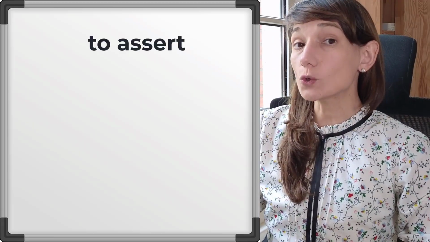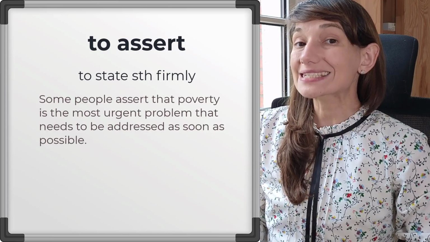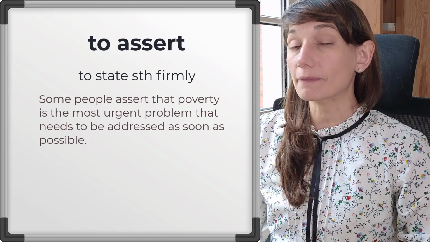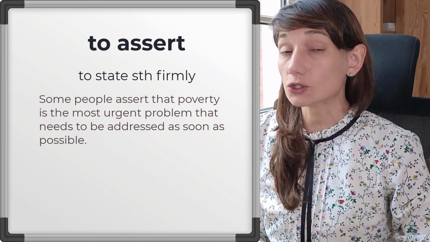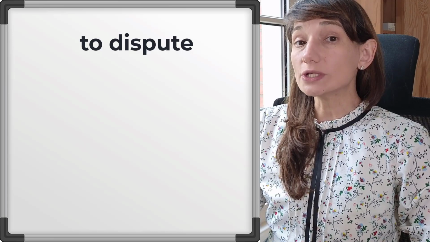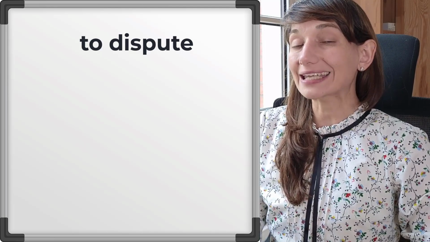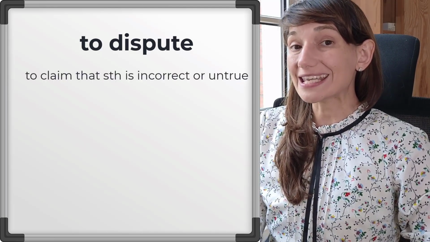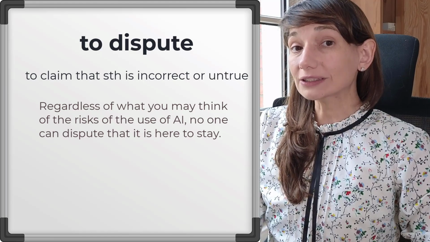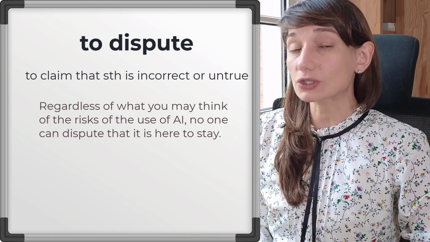To assert. If you assert something, you state it firmly. For example, some people assert that poverty is the most urgent problem that needs to be addressed as soon as possible. To dispute. If you dispute a fact or a statement, you claim that it's not correct or that it's not true.